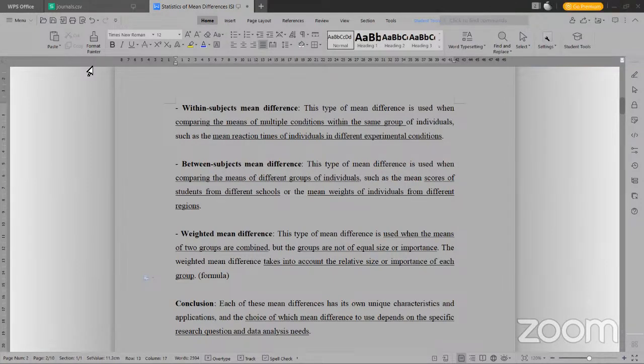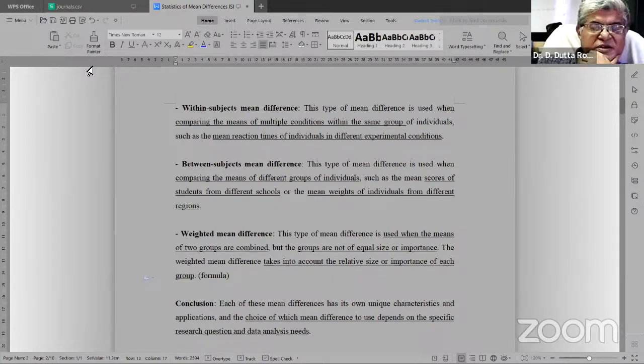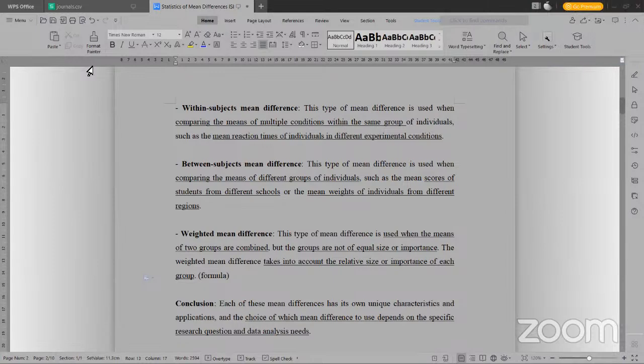Another important part is to be very specific in your question. Otherwise, you will get a lot of information and then you cannot handle it. So you must be very clear about your question.